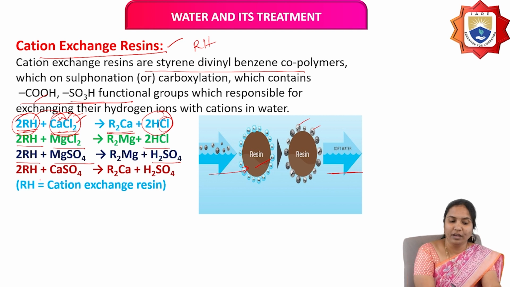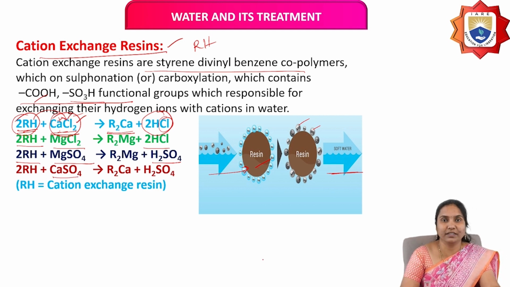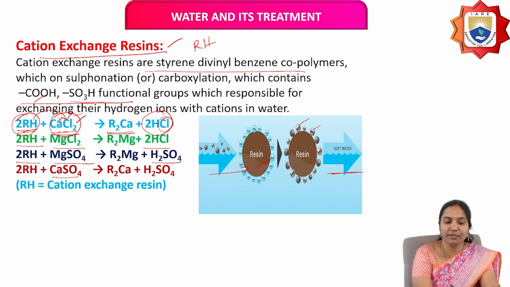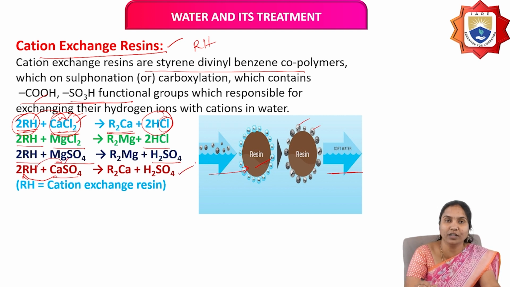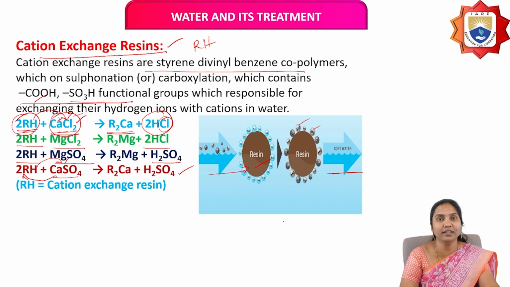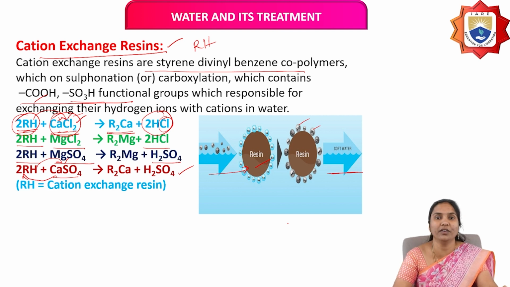For example, calcium sulfate present in water. So calcium ions are absorbed by the cation exchange resin and it gives H plus ions into the water. So finally coming out of the water it contains H plus ions and sulfates. So the main thing is the cation exchange resin absorbs all the cations which are present in water and it gives its H plus ions into the water. This is the main function of the cation exchange resin.